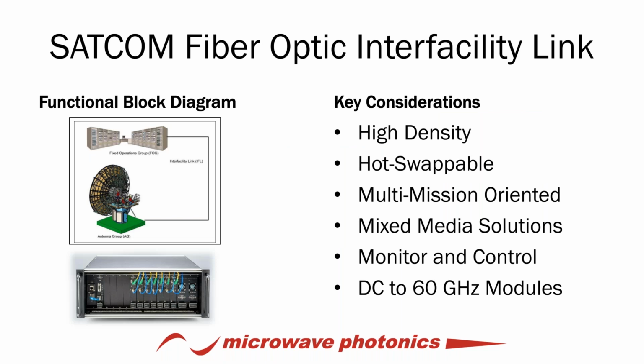This is a very common type of application, a SATCOM fiber optic interfacility link. You'll see on the left side here a fixed operations group, maybe the central hub that's doing the data processing, where the remotely located antenna group is connected by an interfacility link cable. Traditionally, this could be coaxial cables. Using fiber optic technology, you can deploy a high density integrated rack chassis that provides a number of different features listed here on the right to support various mission scenarios.